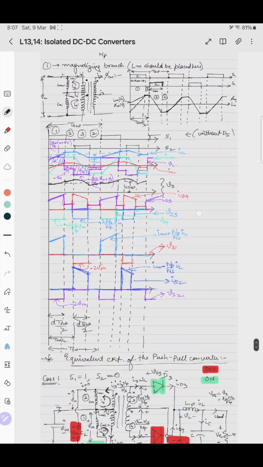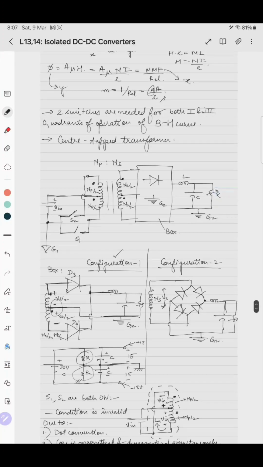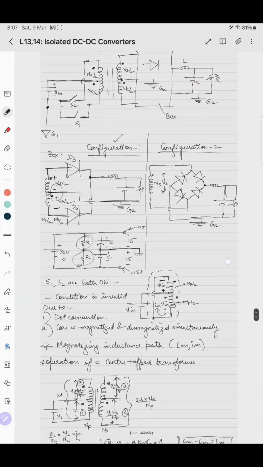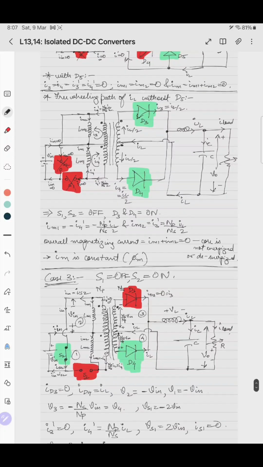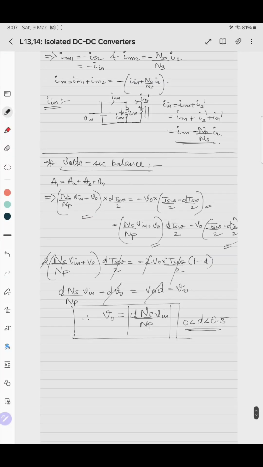Similarly, we can implement amp-second balance on it. While we equate the area, we should not take the sign of it. We have to directly equate the area. So basically, this negative will become positive. I'm sorry. So this is the steady state relation of the input and output voltage.